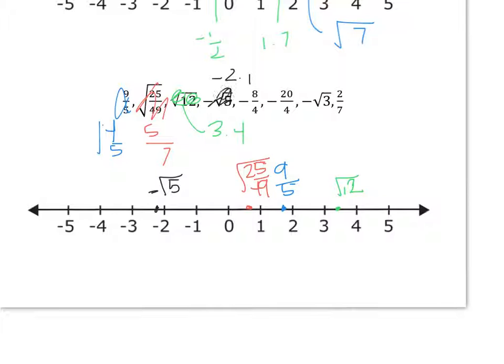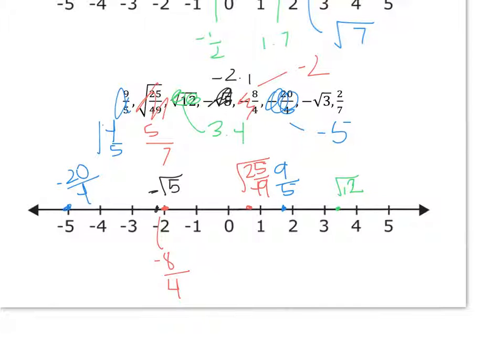Cross that out. Negative 8 over 4 turns into negative 2. So right at negative 2 there, I'll go ahead and put negative 8 over 4. And then negative 20 over 4 is actually negative 5. So I'll put that right there, and that's negative 20 over 4.